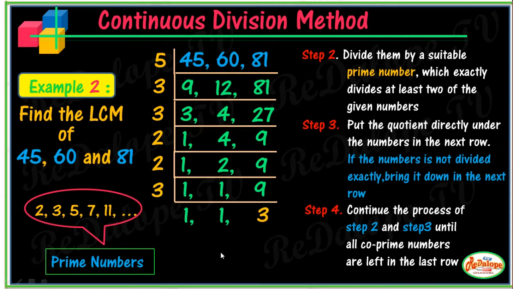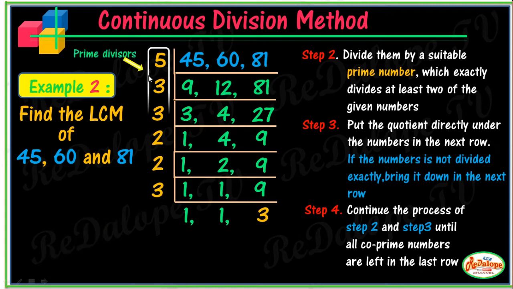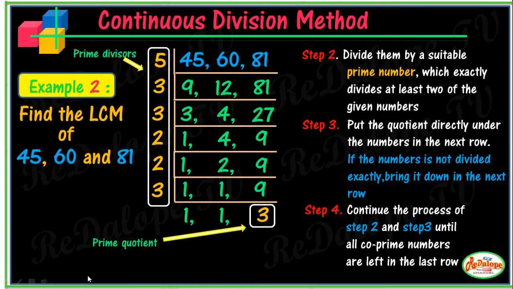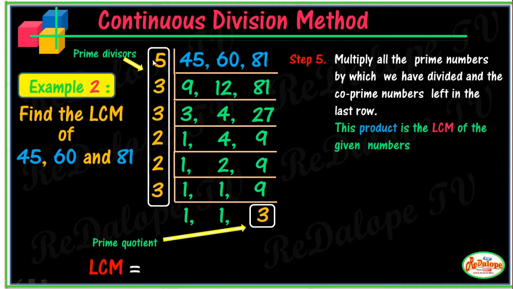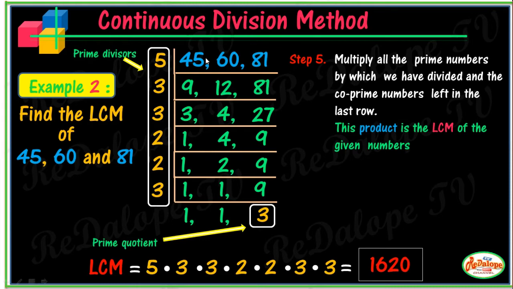Para makuha natin ang LCM ng 45, 60, and 81, imumultiply lang natin ito, tinatawag na prime divisors, at imumultiply natin dito sa prime quotient. So then, therefore, the LCM is simply the product of 5 times 3 times 3 times 2 times 2 times 3 times 3. So we have 5 times 3, 15, times 3, 45, times 2, 90, times 2, 180, times 3, 540, times 3, that is equal to 1,620. So the LCM of 45, 60, 81 is 1620. This is the least common multiple na pwedeng i-divide by 45, by 60, by 81 na ang sagot ay eksakto.